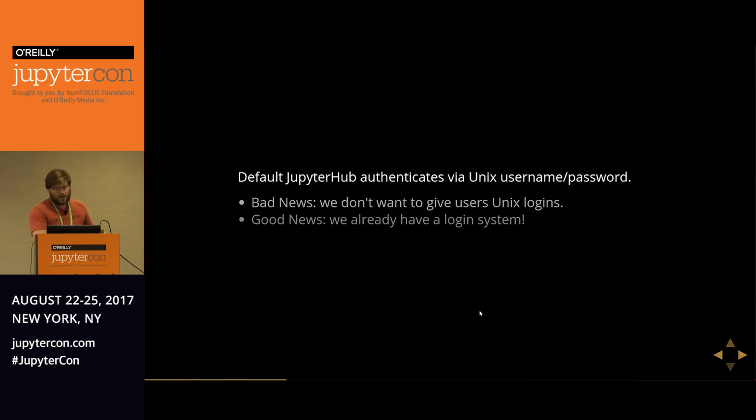So let's look at some of the case studies for those kinds of problems that we wanted to solve. The first one is user identity. The default JupyterHub architecture authenticates via Unix username and password. That's bad news for us because we said we don't want to give all of our users a Unix login. We do have some good news, which is that we already have a login system, right? Quantopian already has some notion of who you are. So all we really need to do is somehow get that information to the JupyterHub.